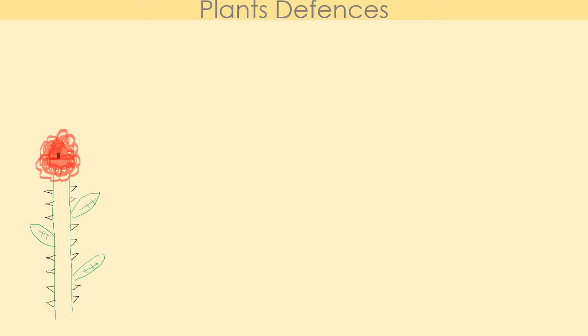We're now going to have a look at some plant defences. So we have here a flower, a rose, and you might notice if you've ever seen a rose bush before that they have thorns on them. Now this is a fairly typical plant defence. Some plants as well may have little tiny hairs on their leaves as well. And the reason for these is they are protection. They are to stop them being eaten by animals.